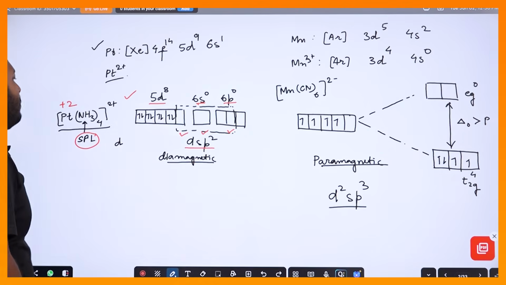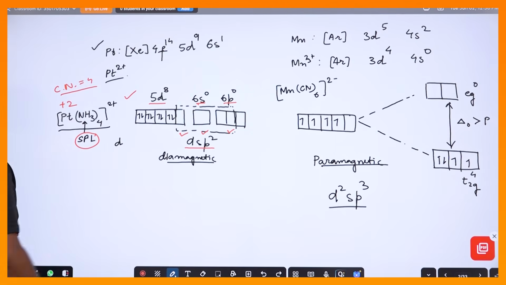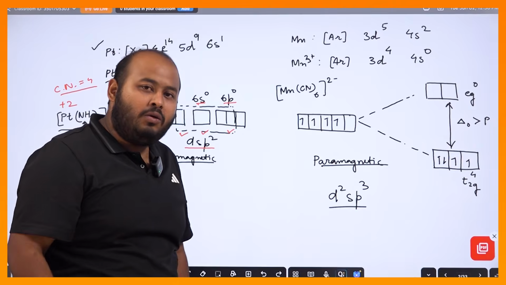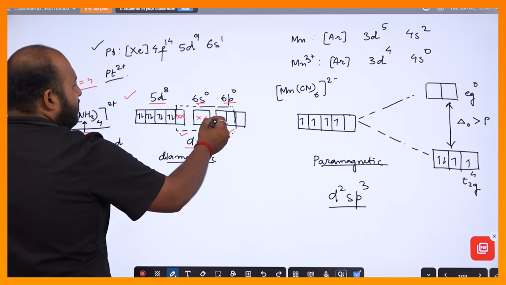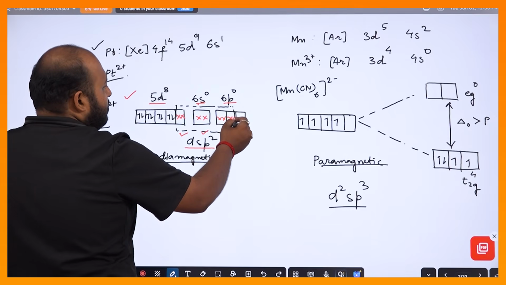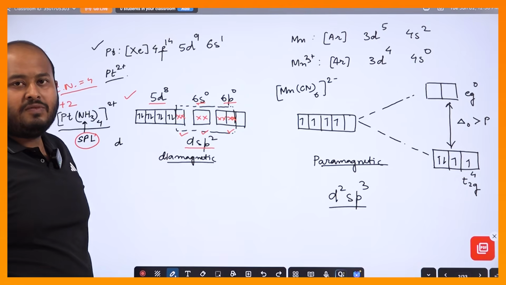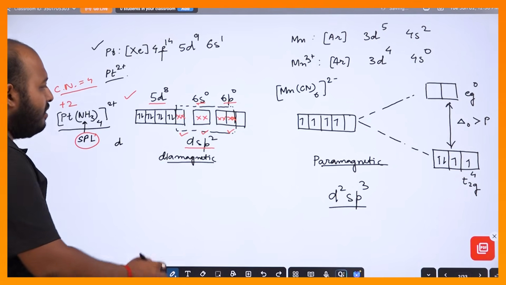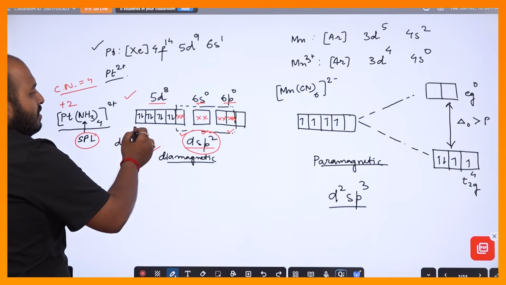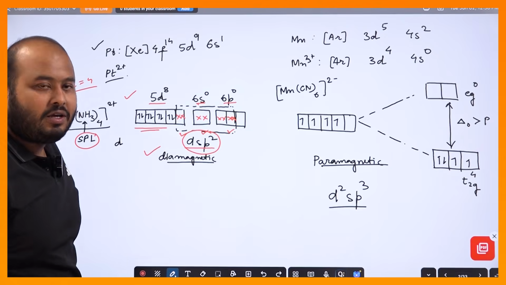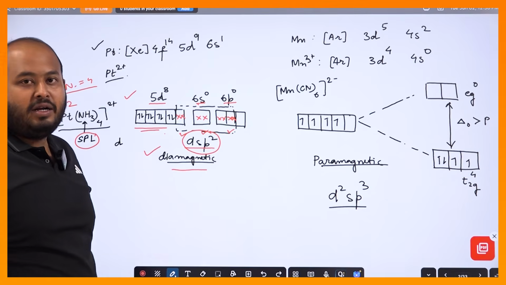Why? Because here you can see the coordination number is equal to 4, so only 4 ligands will donate their lone pair here, and so we will be seeing 4 ligands which will be donating here. So the hybridization possible will be dsp2, and as you can see there is no unpaired electron here. There is no unpaired electron, so it will be diamagnetic.